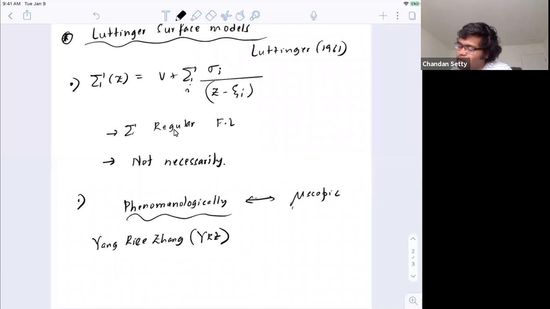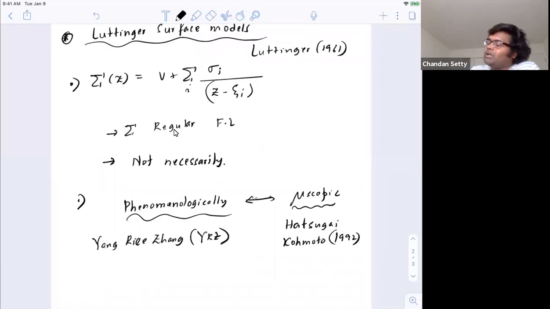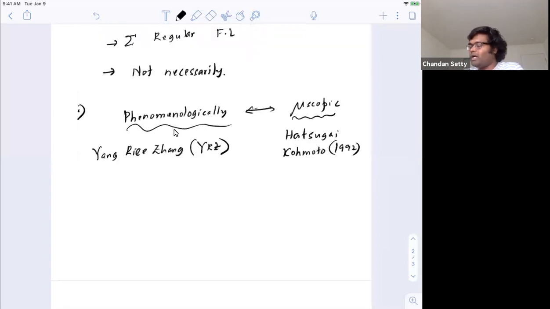I'll get to what exactly it is, but you can keep in mind that in principle, it's also possible to write a microscopic model which can host a Luttinger surface. And the simplest such model was proposed, not a very popular paper yet, a long time ago by Hatsugai and Kohmoto back in 1992. If I have time, I'll try to talk about the microscopic model at the very end. But for now, keep in mind that whatever phenomenology I'm going to describe today is applicable to this microscopic model in the presence of some sort of a pairing term.